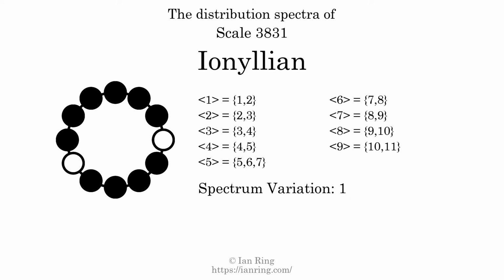The spectrum variation is the sum of all the widths, divided by the number of tones. The spectrum variation of this scale is 1. Since the variation is greater than 0, this indicates that the scale is not perfectly even. The highest spectrum width is 2. Since this is greater than 1, we know that this scale is not maximally even.